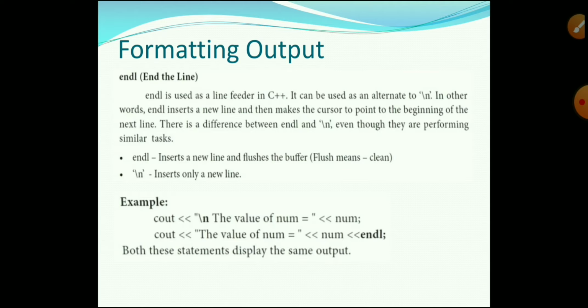An example is given below. Backslash n: the value of num equal to num, with double less than num, and then they put backslash n. When we put backslash n, a new line will be inserted. Next, see cout, the value of num equal to num, double less than endl. Endl, as I already told you, means end the line. The output stays on that particular line and then goes to the next line. That is called the endl keyword.